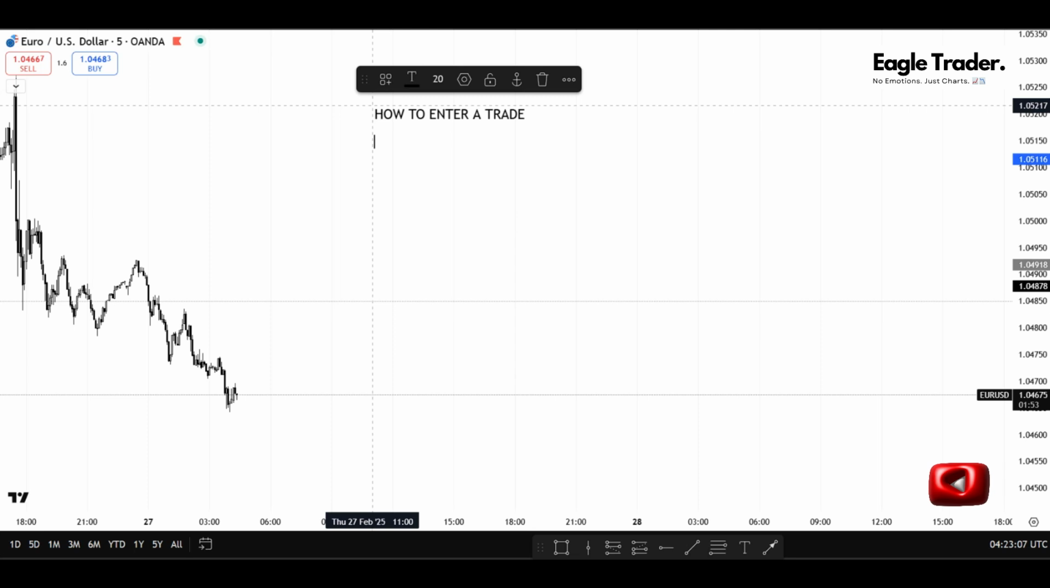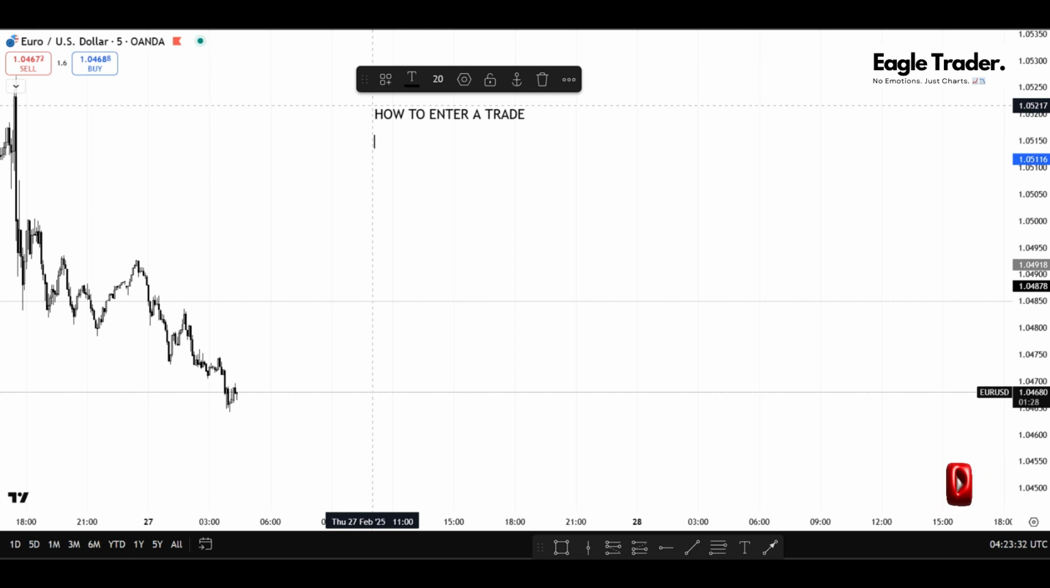Sometimes I find people, especially beginners, struggling. How do I enter this trade? How do I take a trade? Perhaps there's a signal or whatever. How do I actually take this trade or be a part of the trade so that I can also make money? If that's why you are here, stay tuned as I share with you some nuggets and some steps on how to enter a trade.